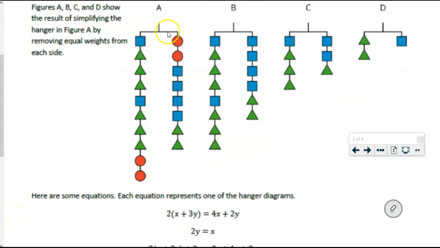What's the simplifying step that they did to go from hanger A to hanger B? Emma? Yep. We subtract the 2 circles and balance it by subtracting the 2 circles on the other side. This is where you started to struggle. How do we go from hanger B to hanger C? Notice what's missing. We have a square and 3 triangles missing, and we have 2 squares and a triangle missing on the other side. So be careful how we think about that. Timothy? Yeah, that's what they really did.